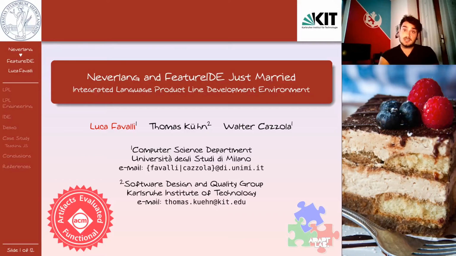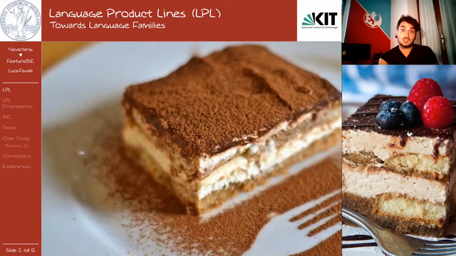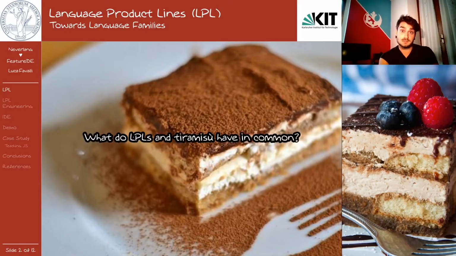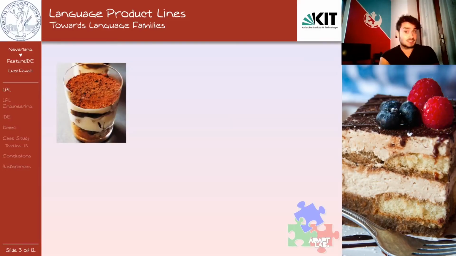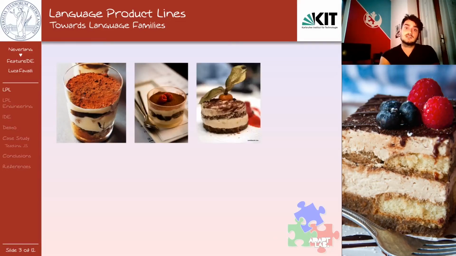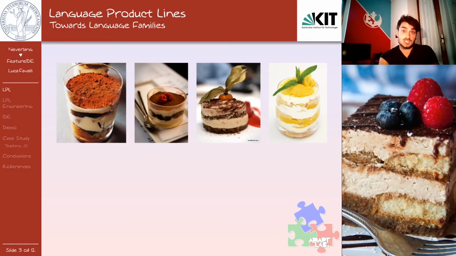I hope everyone here likes tiramisu, because it turns out that language product lines and tiramisus are pretty similar. How's that? Everyone thinks they know how to make tiramisu, but in reality there is no such thing as tiramisu. What you have instead is a bunch of similar but different products that belong to the same family of dishes, the family of tiramisus, but they are different enough to be categorized as different dishes.